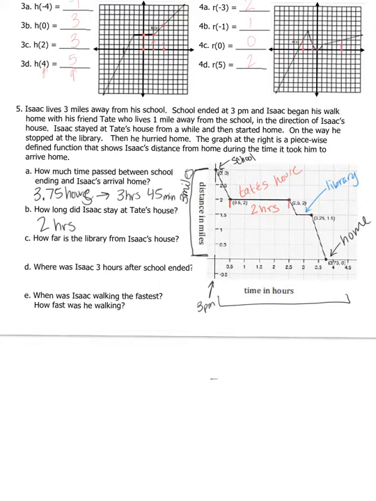Part C asks us, how far is the library, which is right here, from Isaac's house, which is here? So really we're measuring distance, so we need to look up and down vertically. It looks like the library is right here and home is at 0. So what is the distance right here? Well, it's just 1.5, looks like miles, 1.5 miles.